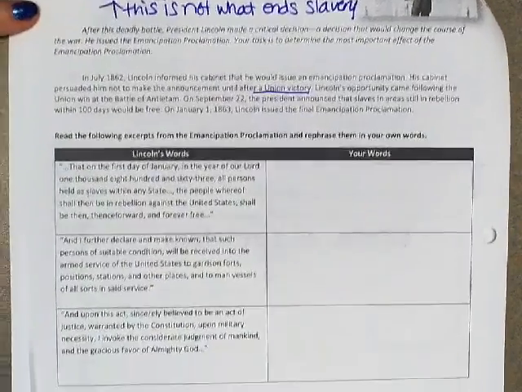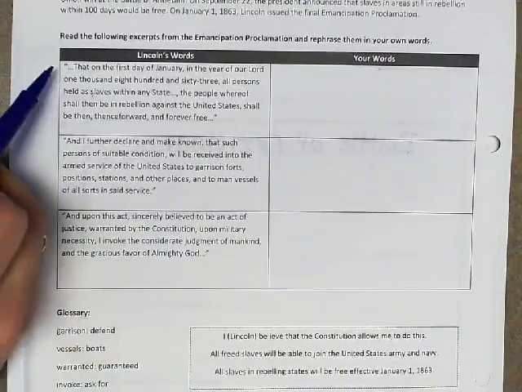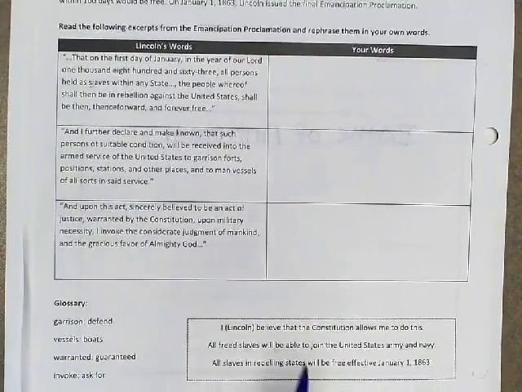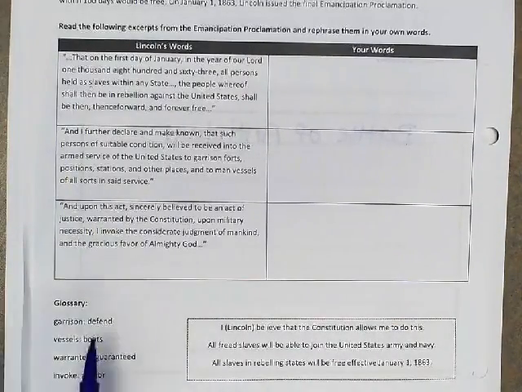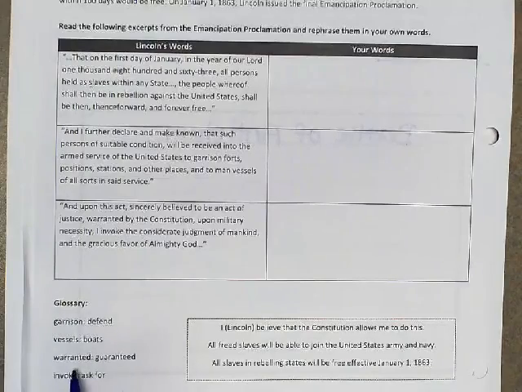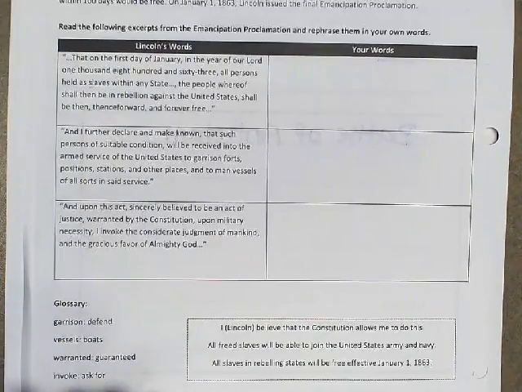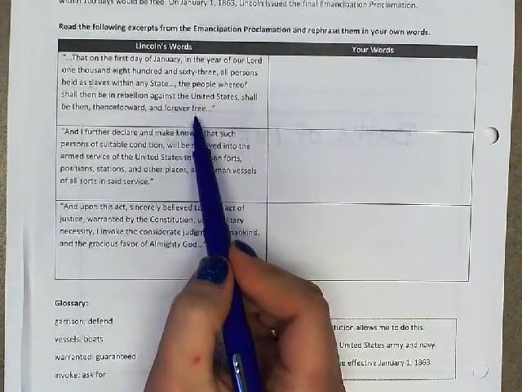So here's what we're going to do. We are simply going to read what came out of Lincoln's mouth, and then we are going to match it in simpler terms, and we've done this a lot. But the first thing is there's some words in here that make it difficult for us to read. Garrison, vessels, warranted, invoke. So I want you to go ahead, and we're going to find these words in here.